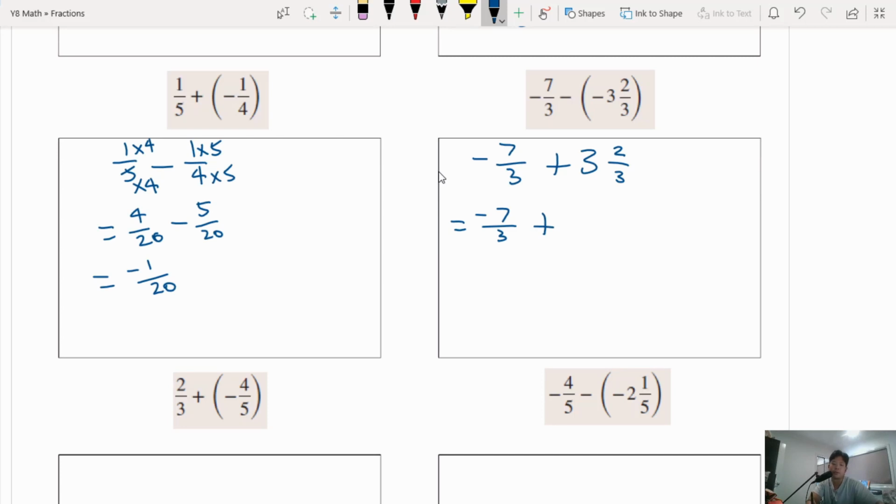Converting that to an improper fraction, hopefully you guys all still remember. We multiply that big number by the denominator, that becomes 9, and then add the numerator, that becomes 11 over 3. So negative 7 plus 11, that gives us a final answer of 4 over 3. And remember, always convert to a proper fraction. 3 goes into 4 once with a remainder of 1. So that is our final answer for this case.